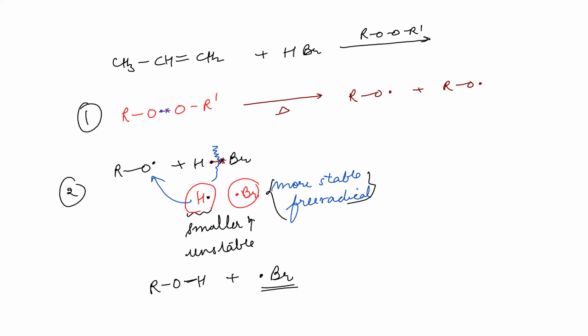So we're going to have ROH plus Br free radical. When we have an ROH plus Br free radical, what would that mean? So we have this, right? Now the Br free radical attacks what? Now we have the carbon. Third step. We have CH3, CH, double bond CH2 plus a Br free radical. Now what does that mean? So we're going to have this bond here.